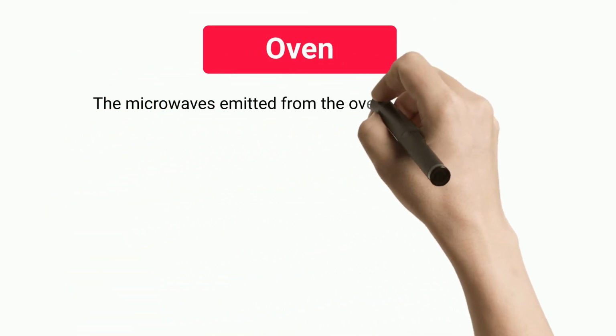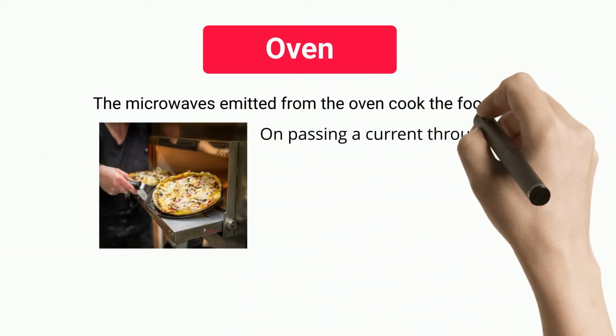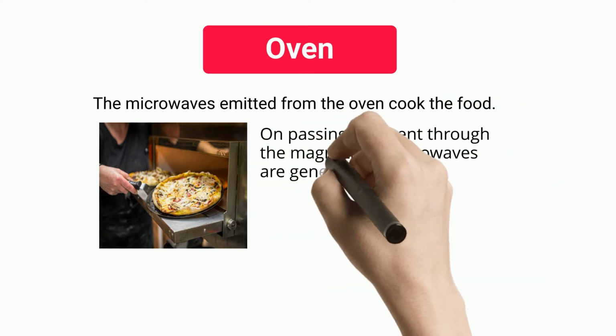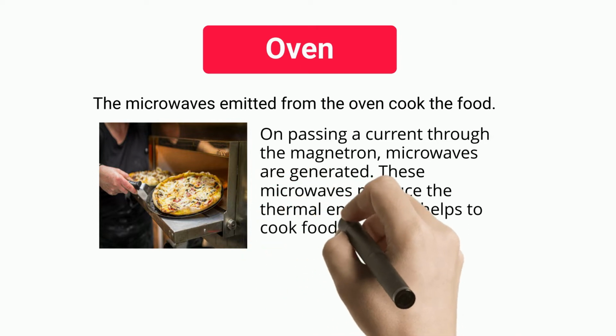Oven. The microwaves emitted from the oven cook the food. On passing a current through the magnetron, microwaves are generated. These microwaves produce the thermal energy that helps to cook food.